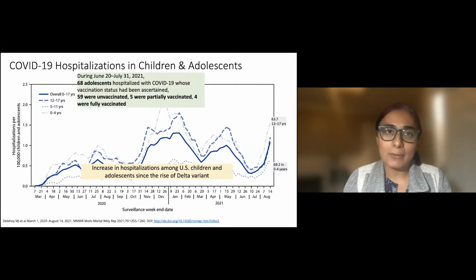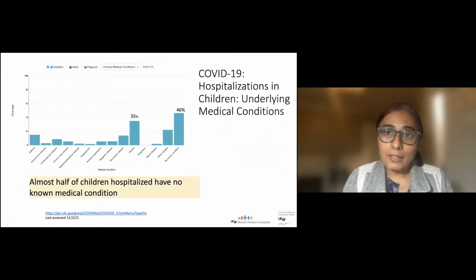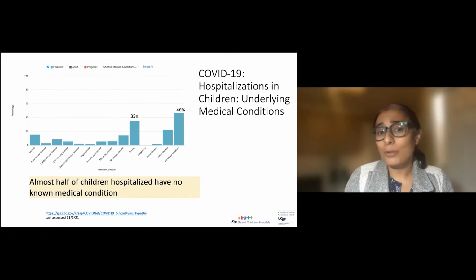And what was stark to me was that when CDC looked at particular hospitalization rates for adolescents, 68 hospitalized adolescents in which COVID-19 vaccination status had been ascertained, 59 were unvaccinated, 5 were partially vaccinated, and 4 were fully vaccinated. When we look at kids who have been hospitalized with underlying medical conditions, almost half, so 46% of them, had no known medical condition, followed by 35% of them had underlying obesity. And you can see a smattering of other underlying medical conditions like cardiovascular disease or gastrointestinal disease were less often known.